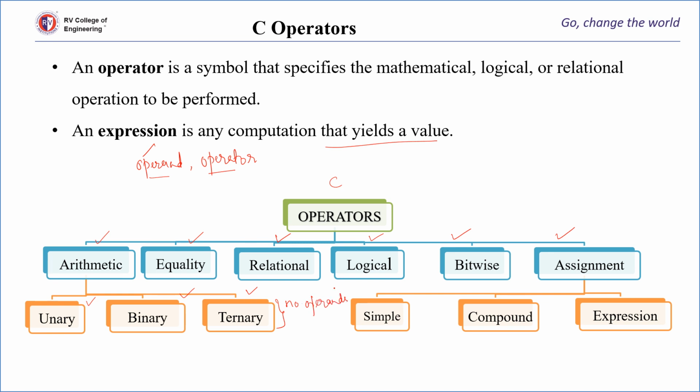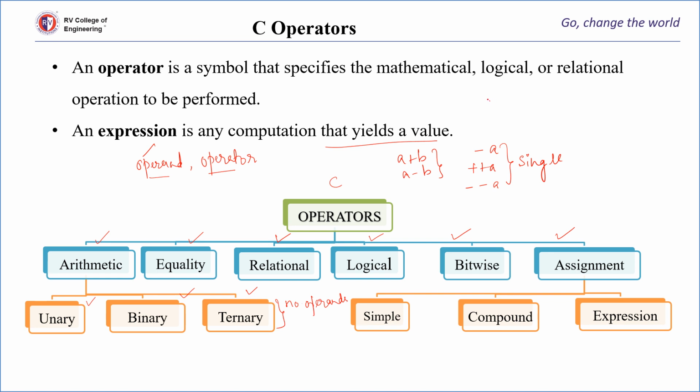For example, if an operator takes only one operand, like unary minus, increment operator, decrement operator, these operators operate on a single operand. Such operators are called unary operators. Now, if an operator takes two operands, like a plus b, a minus b, such operators are called binary operators, which take two operands. Ternary operators take in three operands.